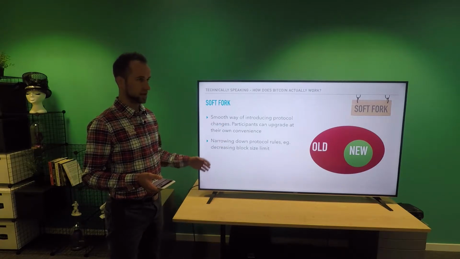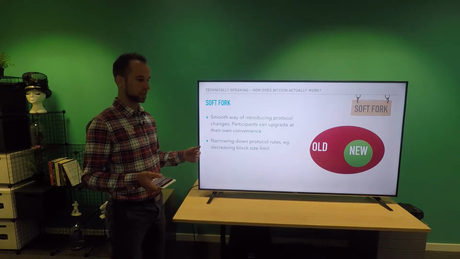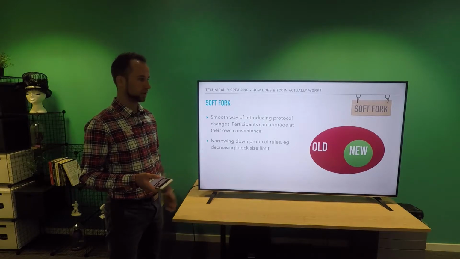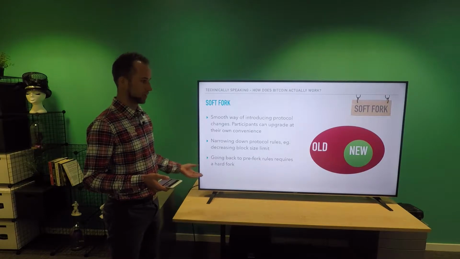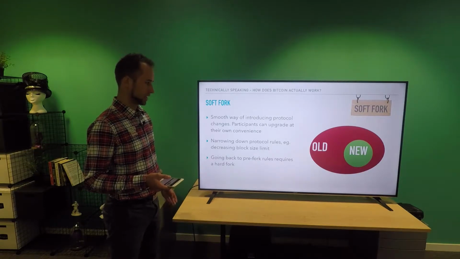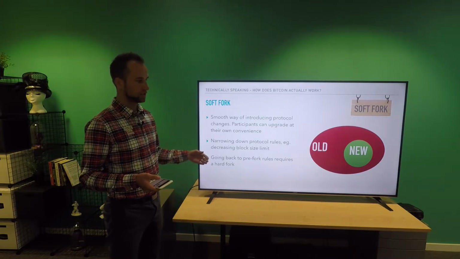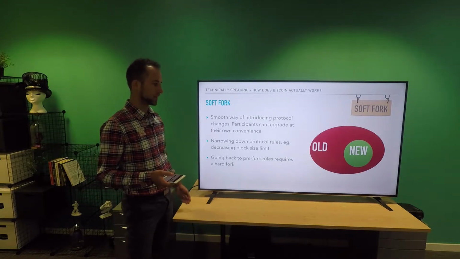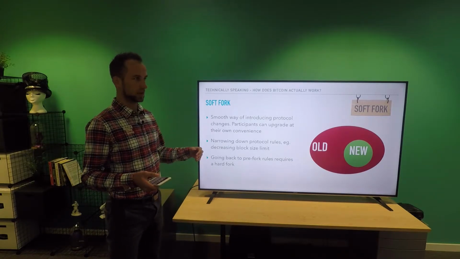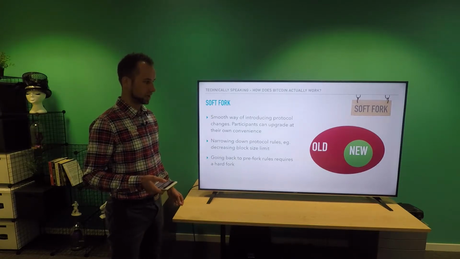And what that means is that the upgraded nodes will start producing 0.5 megabyte blocks at maximum, and that's fine as far as the non-upgraded nodes are concerned, because it's still valid by the old rules. So there's no fork required to be able to do that. But once enough nodes upgrade to the soft fork, going back to the pre-fork rules requires a hard fork again, because that will be loosening the consensus rules.